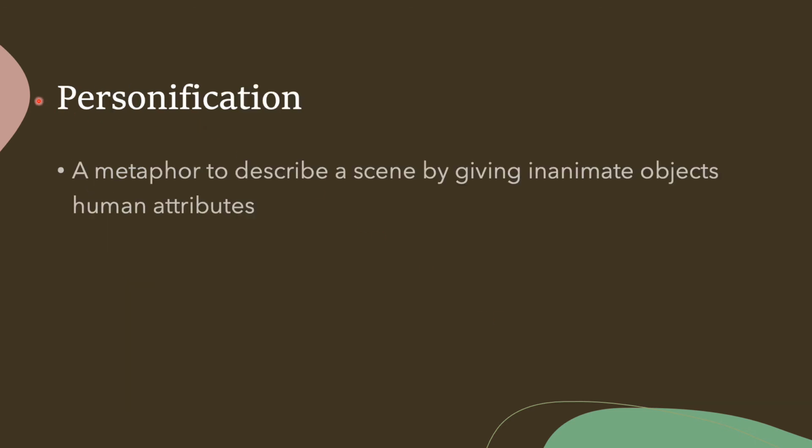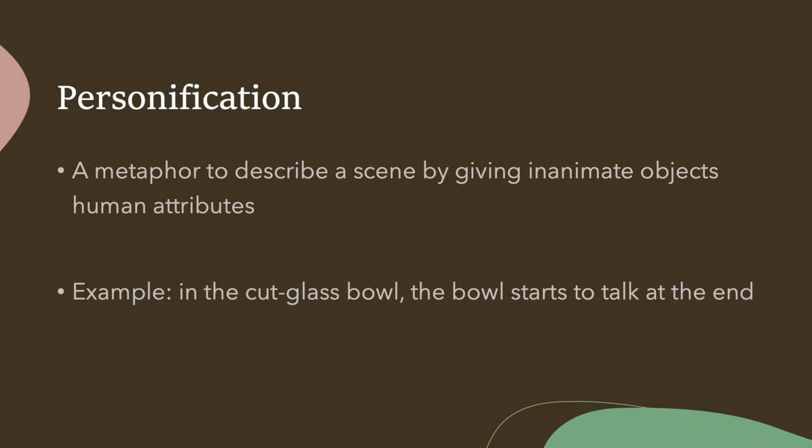Another term that we've already discussed in class is personification, and that's a metaphor we use to describe a scene by giving an inanimate object human attributes. A common metaphor we see in stories is the sun is smiling down on us. A sun is an inanimate object. Smiling is a human attribute. Therefore, that metaphor is an example of personification. In the Cod Glass Bowl, we also have another example, which is the Cod Glass Bowl starts to talk towards the end of the story.